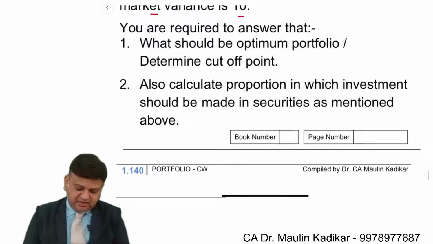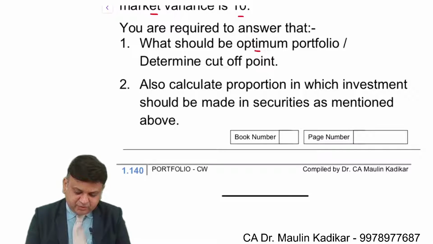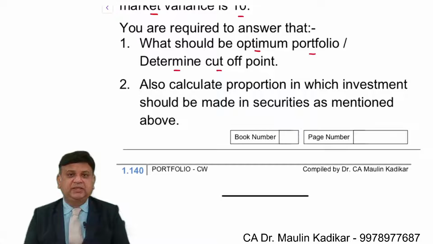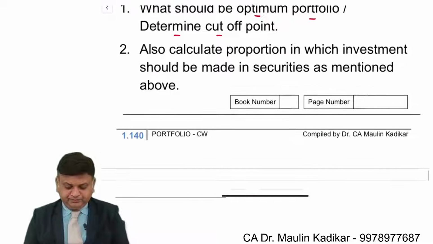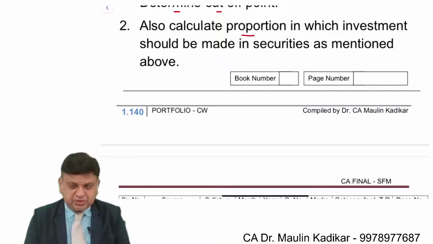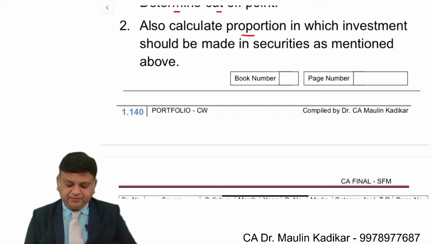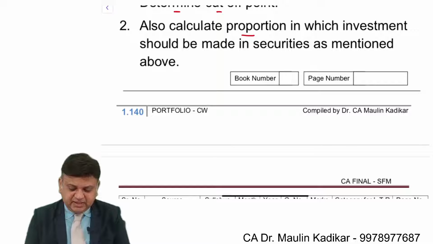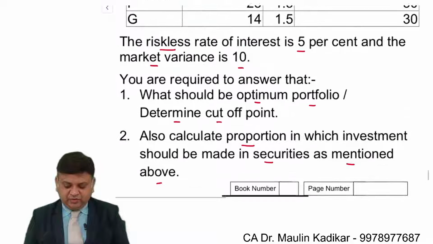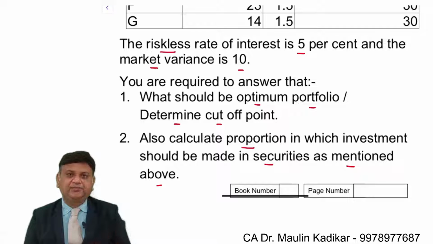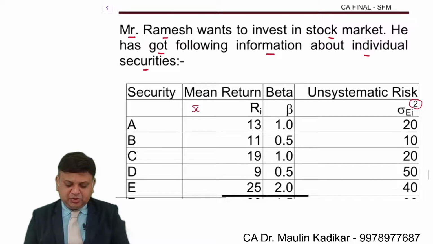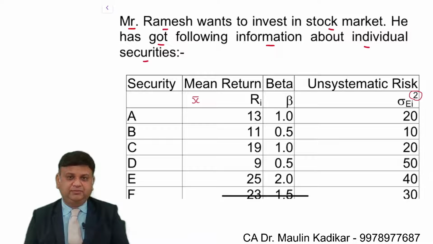The question says, what should be the optimum portfolio, or determine the cutoff point, that is, in which securities you should make investment. Also calculate the proportion, that is the weight, in which investment should be made in the securities as mentioned above. Whatever securities you select, in which proportion you should make investment, that is the question. Please go through the question.